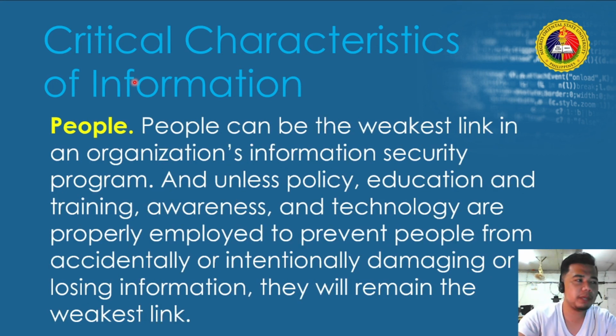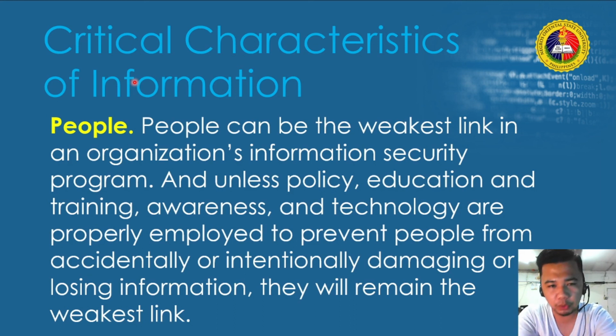And then we have people. People can be the weakest link in an organization's information security program. Unless policy, education, training, awareness, and technology are properly employed to prevent people from accidentally or intentionally damaging or losing information, they will remain the weakest link. Human as we are, we tend to make mistakes. So to make sure these errors are lessened, there must be proper awareness, proper training, and technologies and policies implemented to prevent these errors from occurring.